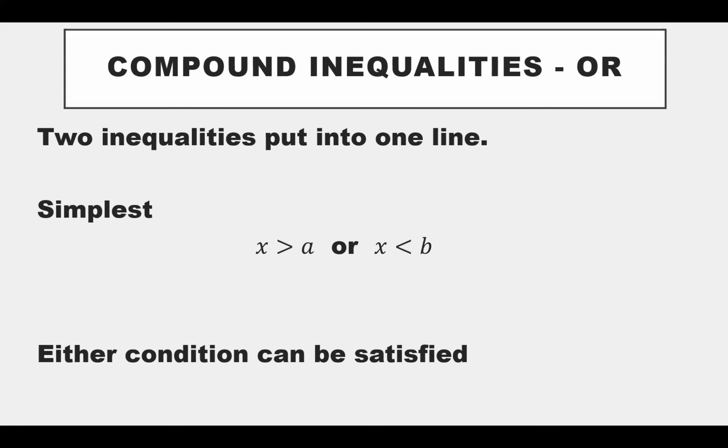There also may be "or" compound inequalities. And in the "or" case, we wouldn't be able to write it as a single line with two inequality symbols. We'd have to separate it with a statement like "or." We would say something like x could be greater than some number, or x could be less than some number. And in this case, either condition could be satisfied for us to have a true statement.